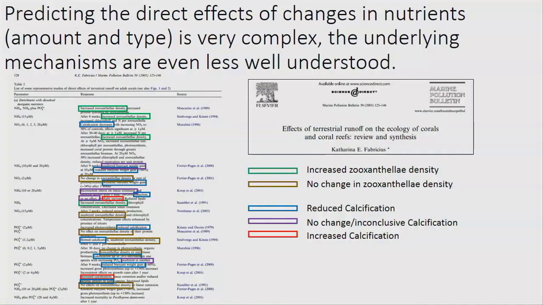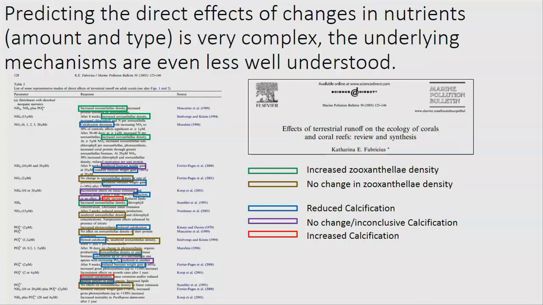So this is a summary paper of what these direct effects are if we change the nutrient conditions. So if we either add nutrients or change the type of nutrients. This is a summary, and you're never going to read all of this, but basically I've summarized it by color. So some studies show that if you add nutrients, you get more zooxanthellae. So these are the symbiotic algae. They're called zooxanthellae. But some studies say there's no change.